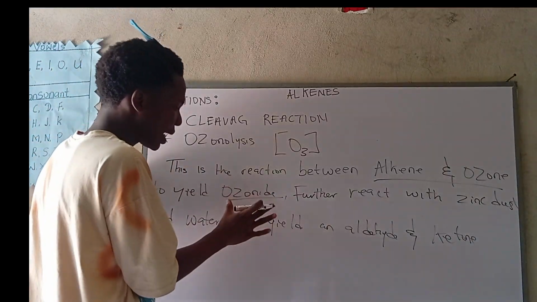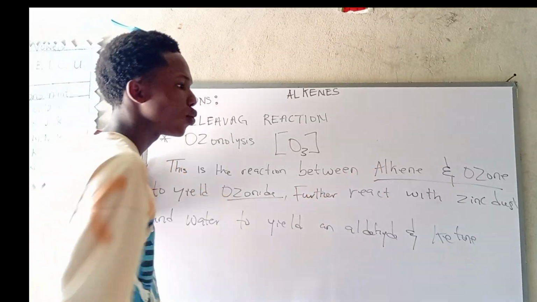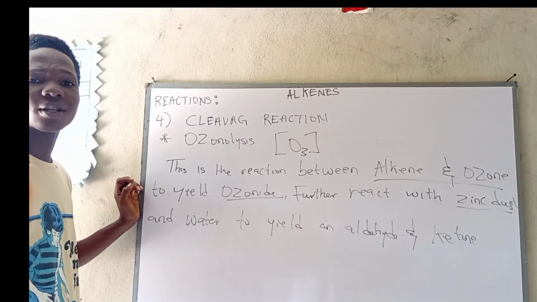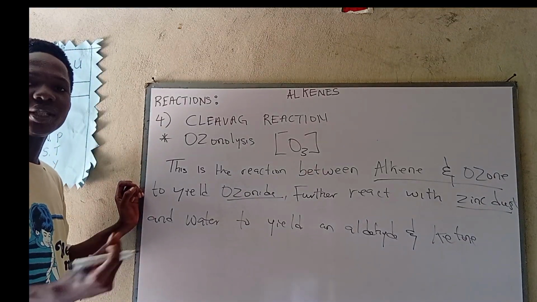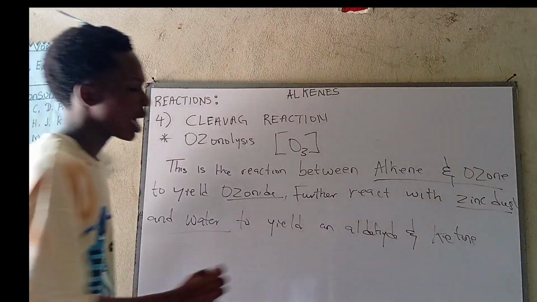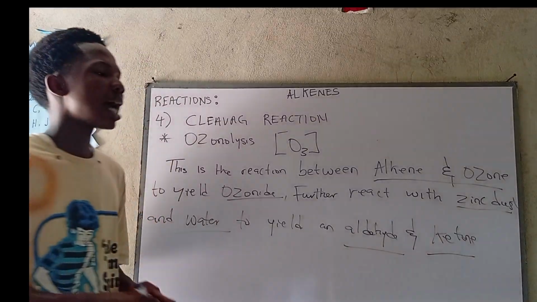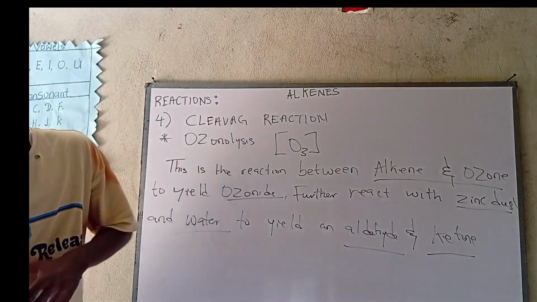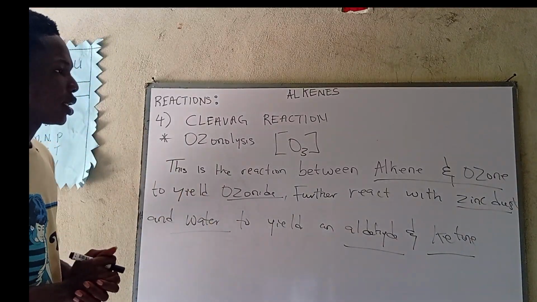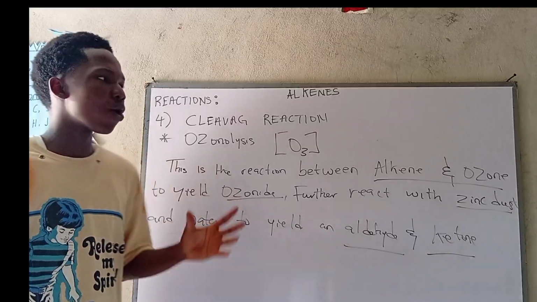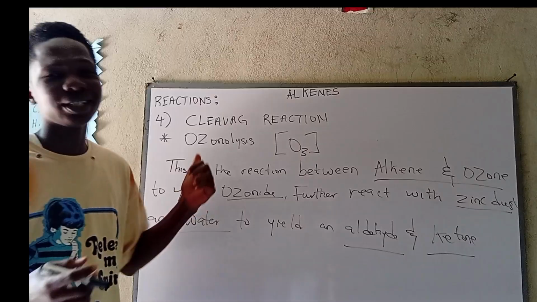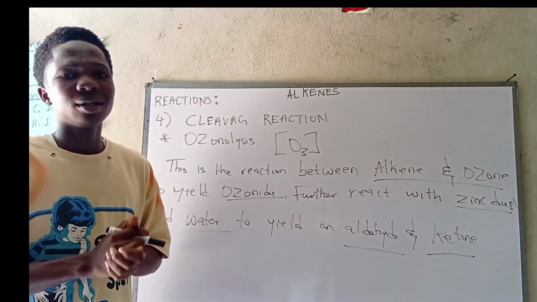Now, this ozonide further reacts with zinc dust. This is another significant point to note here. What is zinc dust? It's normal zinc, but in a powdery form, which means it was ground, in the presence of water, to give aldehydes and ketones. These are also in the homologous series, which we are going to treat in our other classes, but not in this video. So now I will draw the general formula of how this reaction works so that we can understand it. Let's dive into the general formula and look at an example to back it up.